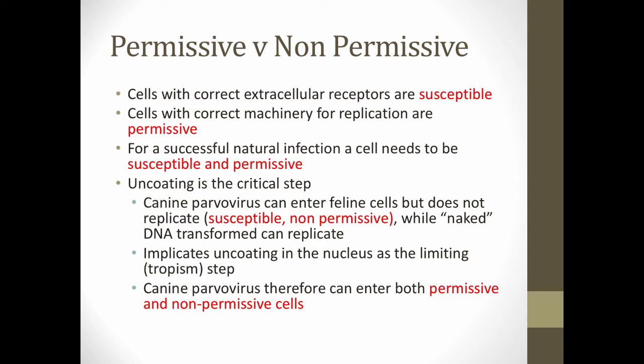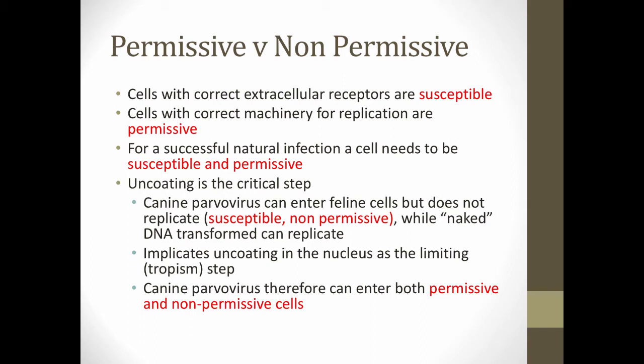But if you just take naked viral DNA, take naked canine parvovirus DNA and transform that into feline cells, that DNA can, in fact, replicate, which further implicates the uncoating at the nucleus as being the critical step to tropism here.